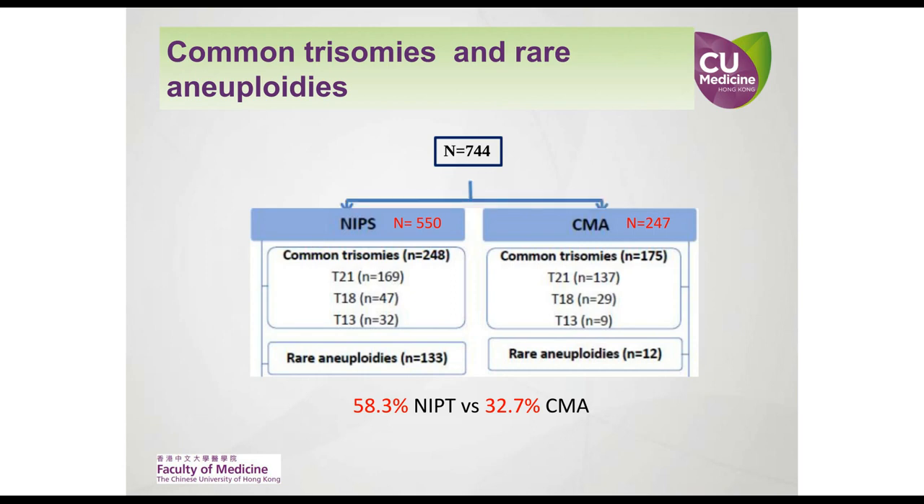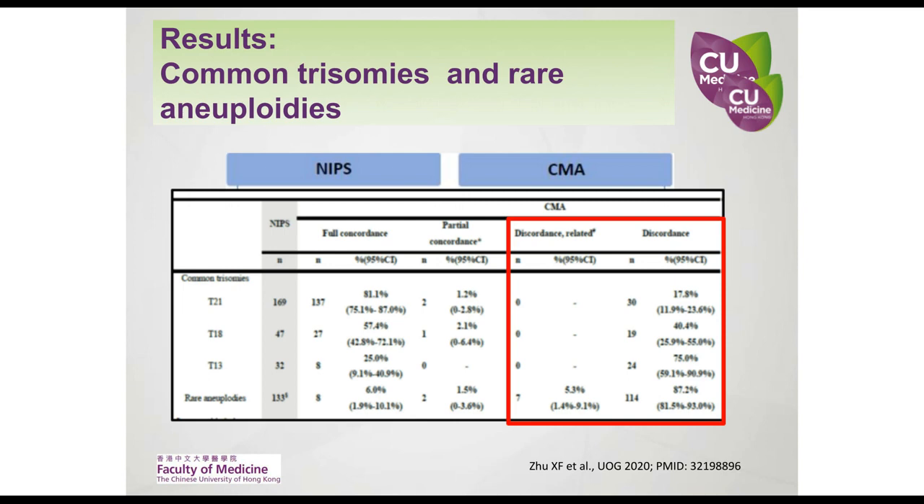First, let's look at the common trisomy. For the common trisomy, in the red square I highlighted, you can see there's a significant discrepancy in the result, whether we're talking about trisomy 21 or trisomy 13. One of the reasons is the false positive result, but the more important one is the resolution difference.